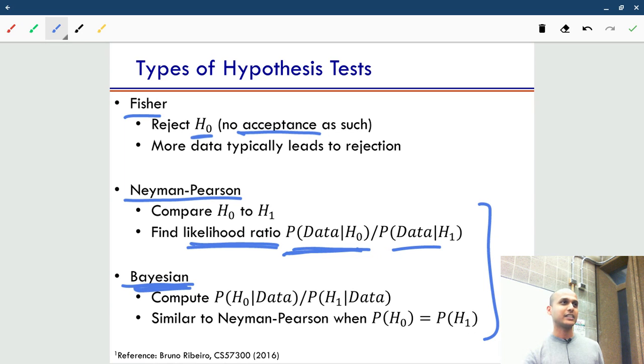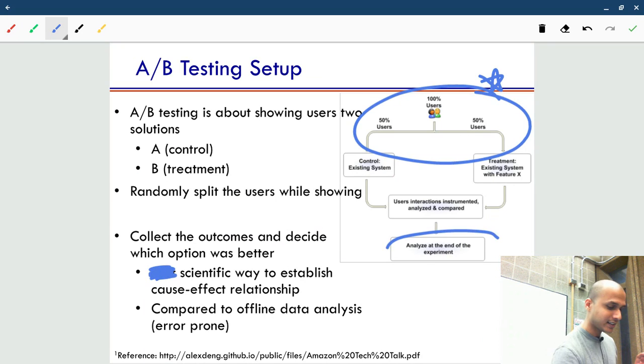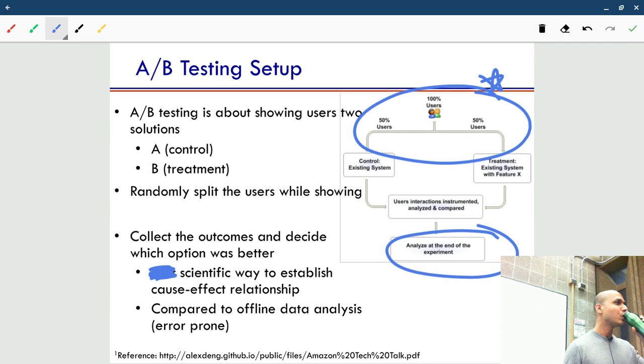Any questions about A/B testing? So we just specialized, we just said this is important, and then this part is hypothesis testing. Yeah. We used to do it for a specific audience. Yes. So how does it affect?